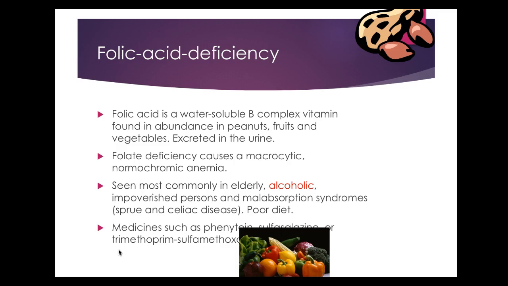But folate deficiency, which is common in alcoholics, elderly alcoholics, remember though, alcoholics, folic acid deficiency, thiamine deficiency, all those B vitamins are very common because they're just not getting the nutrients at all. It causes this macrocytic normochromic anemia. Also, people with celiac disease are at risk for that, but just think alcoholism.